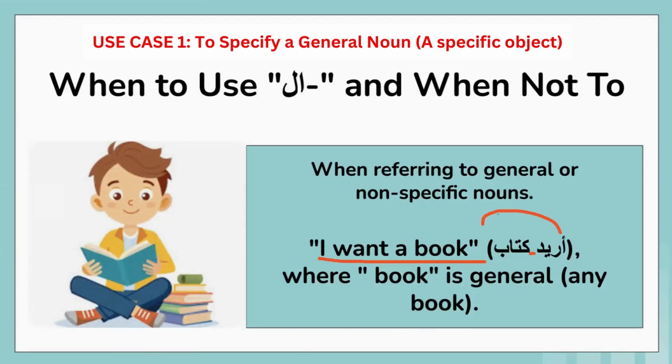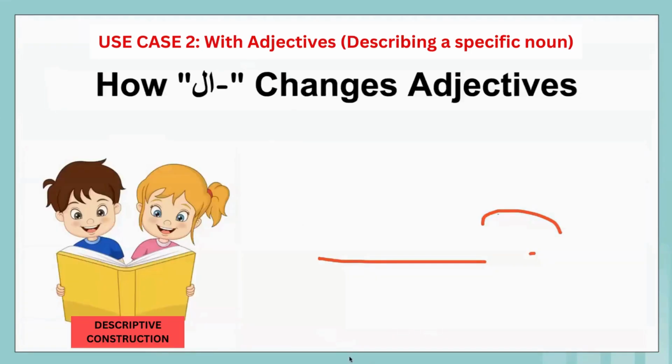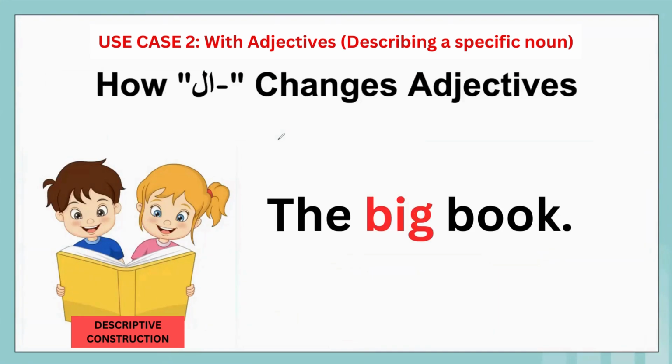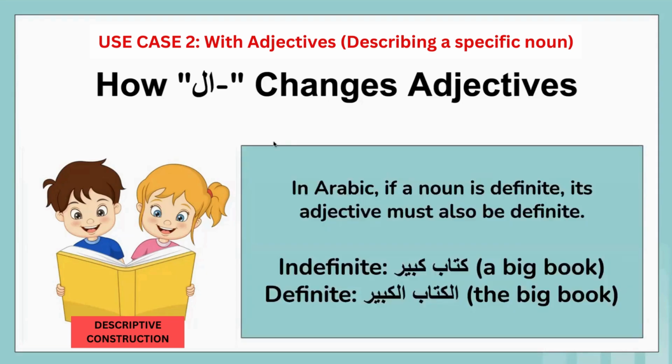Yes. Okay. Let's also see how things change when you use al. We know what an adjective is, right? An adjective describes something, such as the big book. The big is an adjective here, because it's describing the book. Whenever we use al with adjectives, the meaning changes. Let's see this example. For example, here we have kitab, kabir.